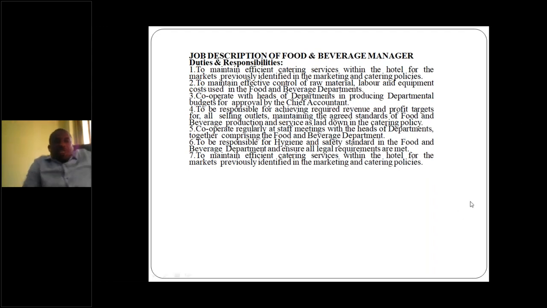Then the next thing he is to do is to ensure that there's effective control of raw material. The raw materials are the things that are used to prepare the food and the beverages. Then the labor, who are those that are working? Are they doing what is expected? Are they in the right state?